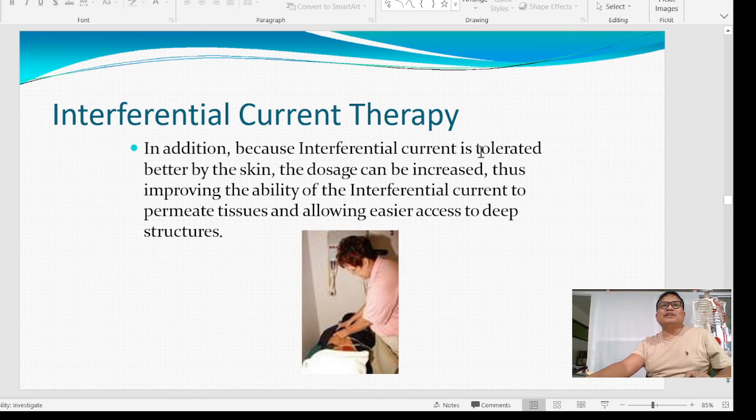So, in addition, because interferential current is tolerated better by skin, the dosage can be increased, thus improving the ability of the interferential current to permeate tissues and allowing easier access to deep structure.